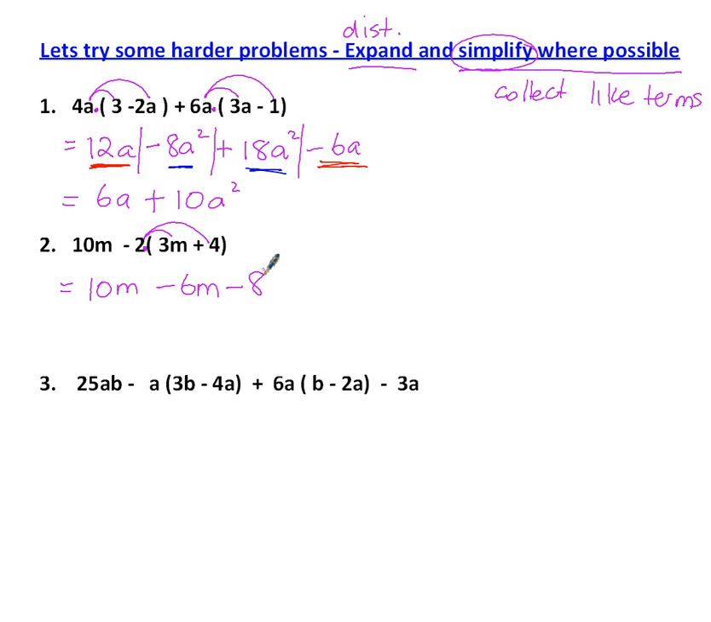So now let's look for some like terms. We have a 10m and a 6m. Oh, this poor little 8 hasn't got a mate. Anyway, he'll just stay there by himself. So now let's collect our like terms. 10m, take away 6m. We just add or subtract the coefficients. So 10 take away 6 is 4m. And we've got this negative 8, no friends to collect with, so we've just got 4m minus 8.